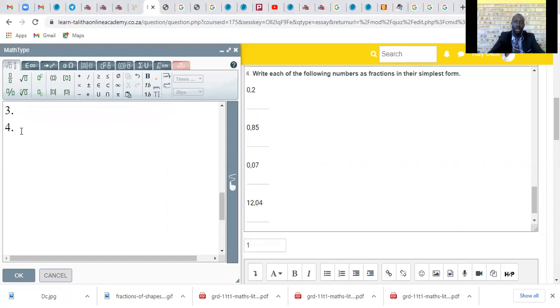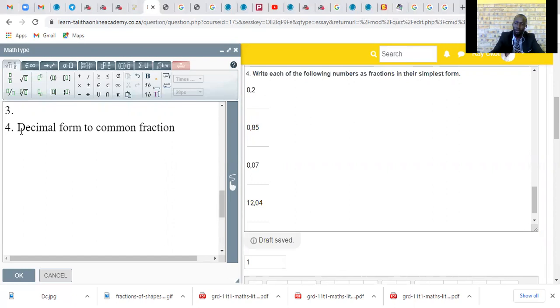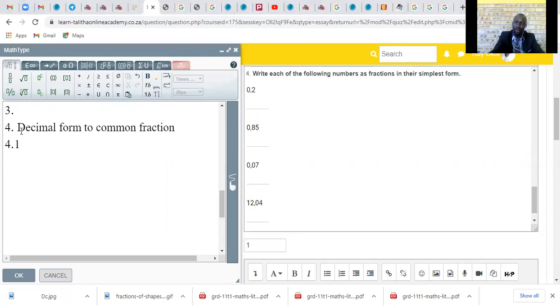So that means we have to move to question 4.1 to start solving. What have we been given in question 4.1? Well, we need to convert 0.2 from this decimal to a common fraction. Now, notice that this 2 here is called a tenth. And so, because of that, 2 will then be divided by what? 2 will then be divided by 10.